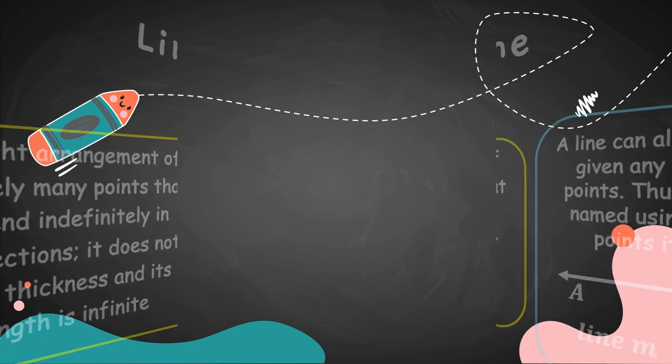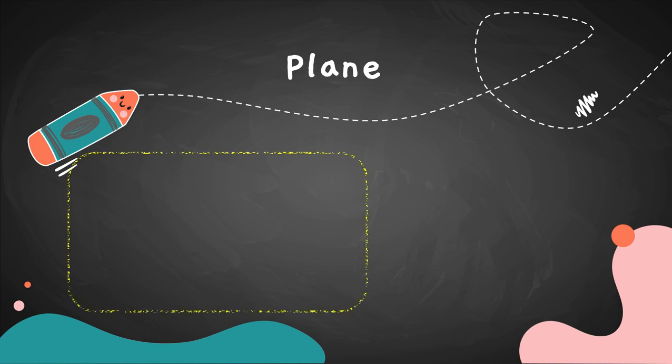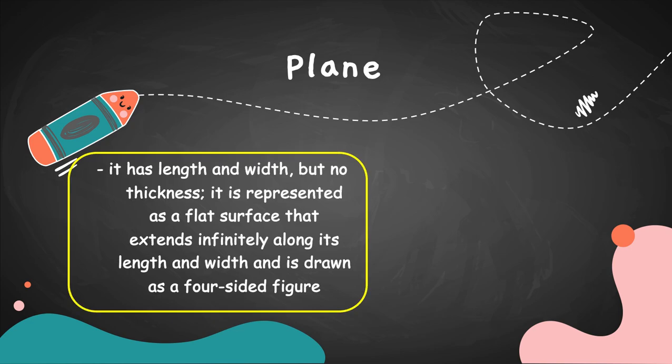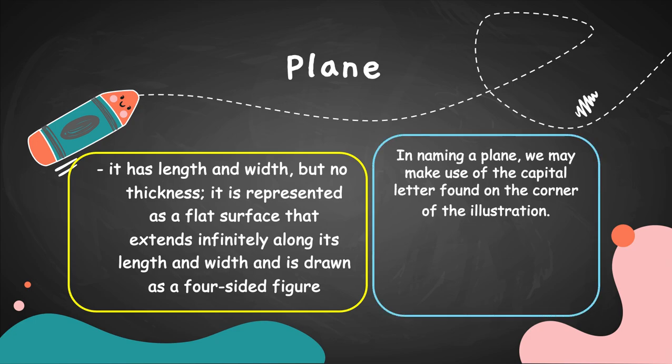Okay? Next, the third undefined term is a plane. So plane, it has a length and width but no thickness. Why is there no thickness? Because it is represented as a flat surface that extends infinitely along its length and width. Because again, a plane consists of lines and a line extends in both directions. It is usually drawn as a four-sided figure. So how do we name a plane? So in naming a plane, we may make use of the capital letters found on the corners of the illustration.